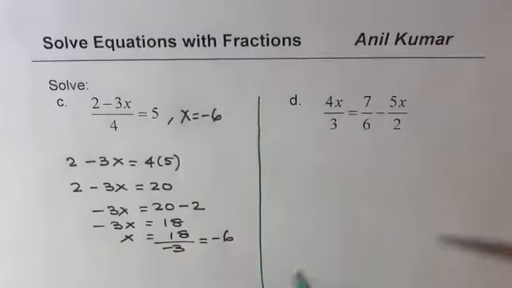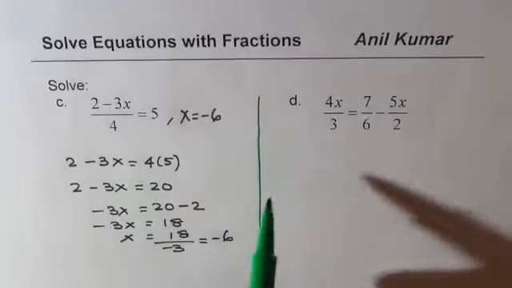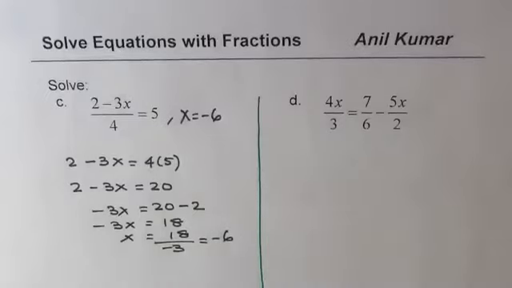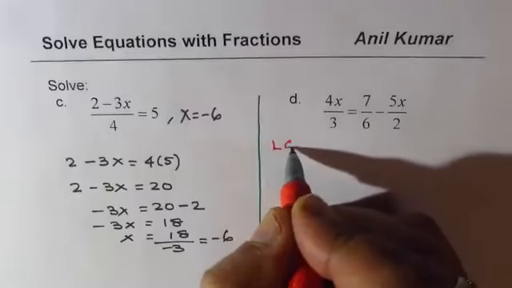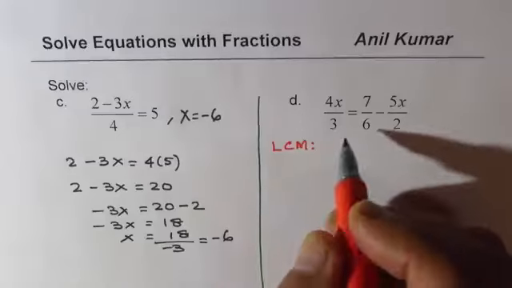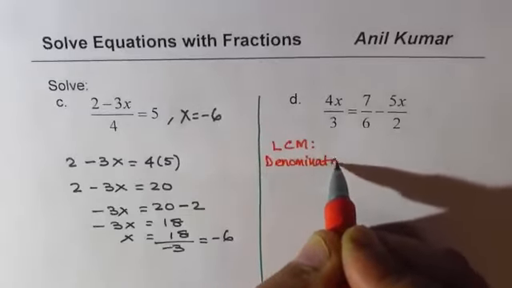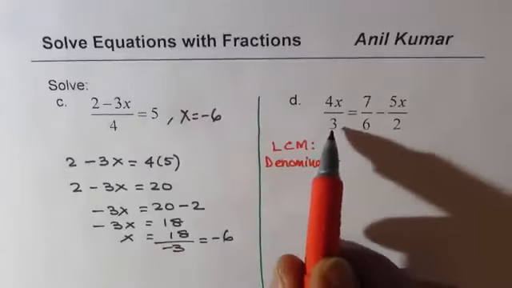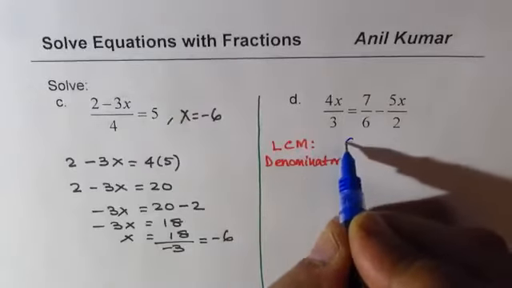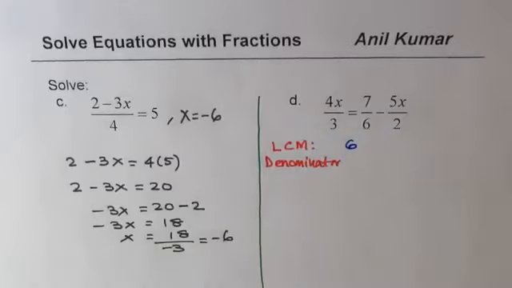Now here, what we see is that we see three different terms. So this technique is not going to work. We have to find the lowest common multiple. So in this case, what is the LCM? So we are using the second strategy. We are finding lowest common multiple for denominator. So this is for denominator. So 3, 6 and 2, the lowest common denominator is 6. So we are going to multiply each term by 6. Right, so let's rewrite this.